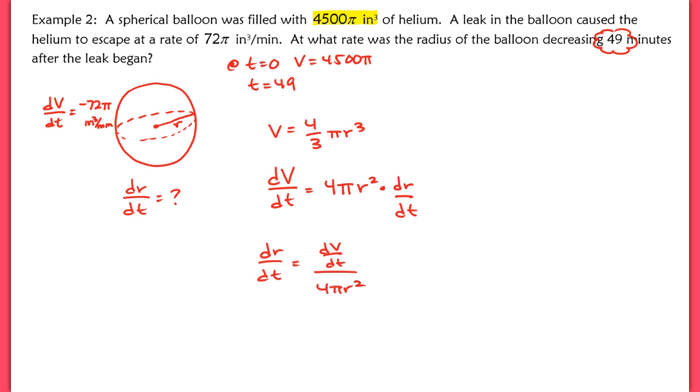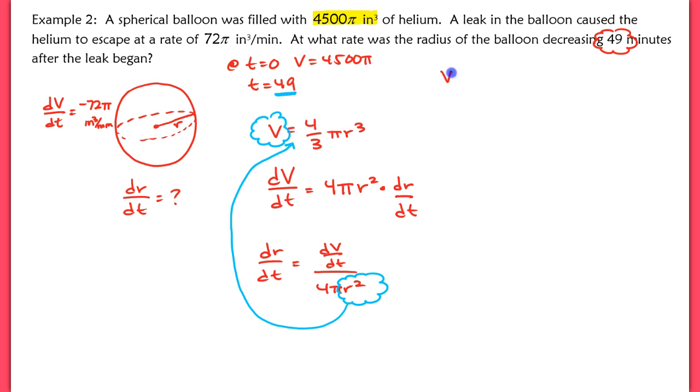To find dr/dt here, we need to know r. That's still a missing value for us. And again, to find that missing value, you're going to go back to your original equation that relates your variables. In this case, if we want to find r, that means we should know V. But we actually don't know V at the specific time that we're looking at. We want to know after 49 minutes of that leak what your volume is. You only know what your volume is to start, right? At time 0, you have 4,500 pi cubic inches of helium in there. But after 49 minutes, how much volume would be left?